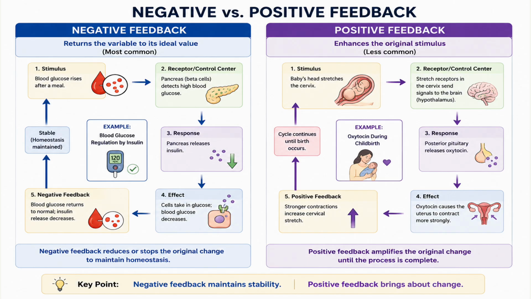Now, in a negative feedback system, the body detects a change in a physiological variable and it initiates a response. It sees the change and it initiates a response that reverses that change and returns the variable to its normal range. So a common example, let me give you an example for this, is blood glucose regulation. After a meal, the blood glucose levels are going to rise, right?